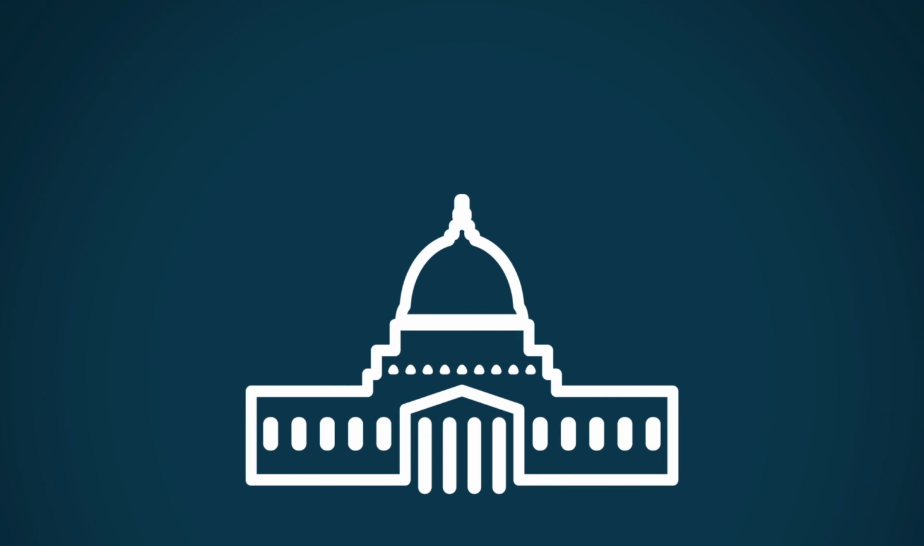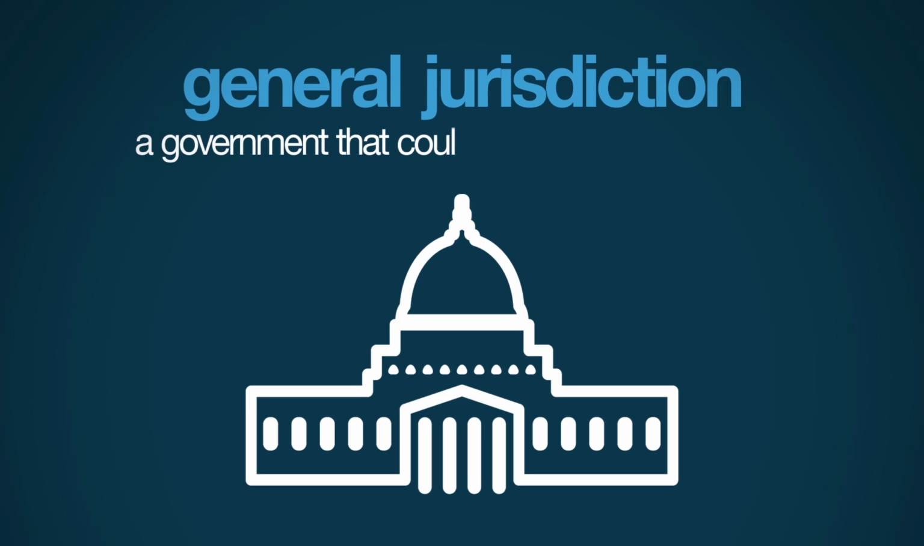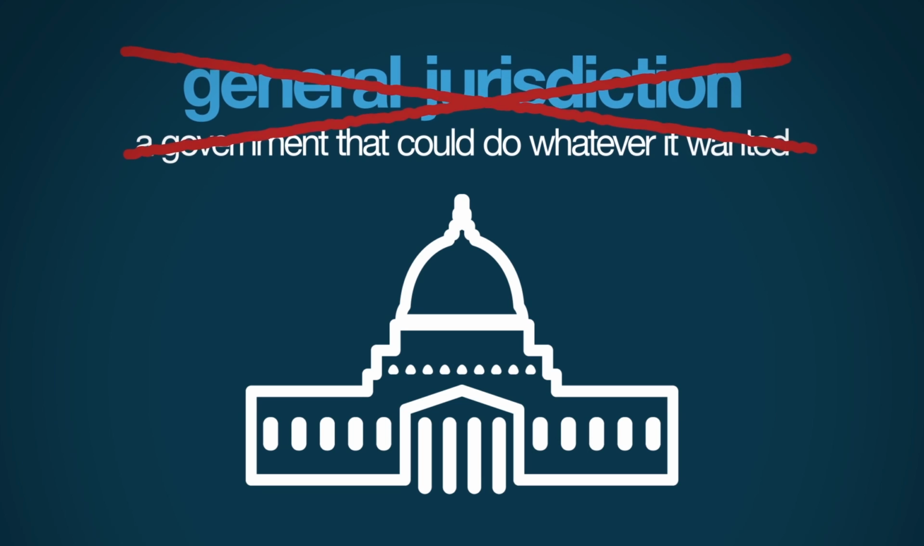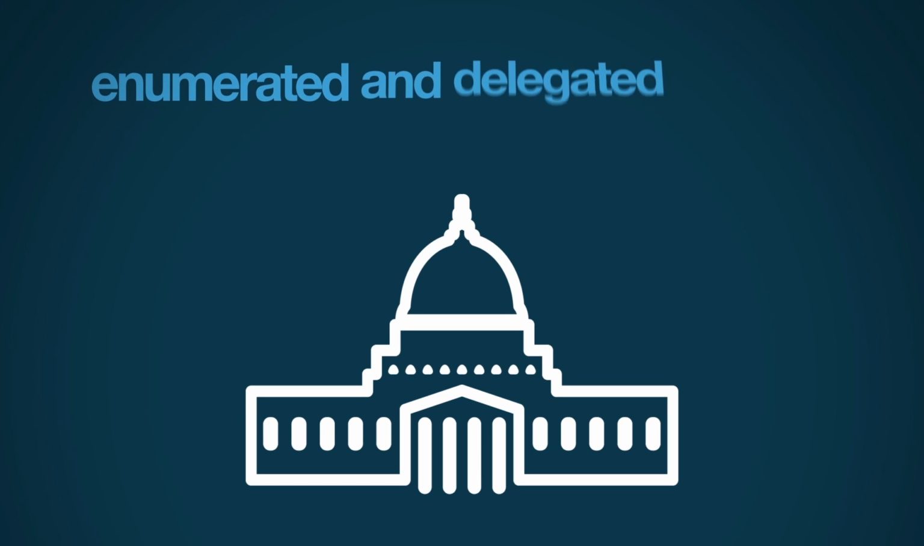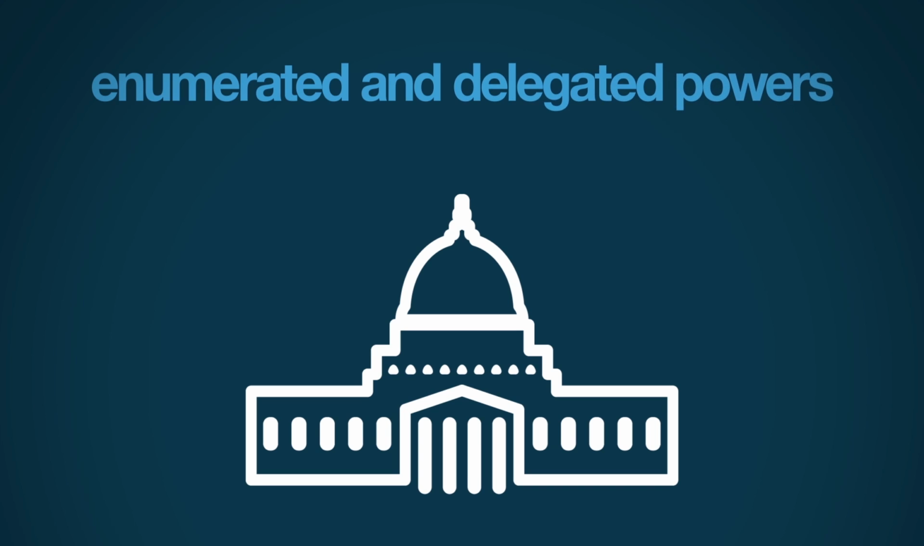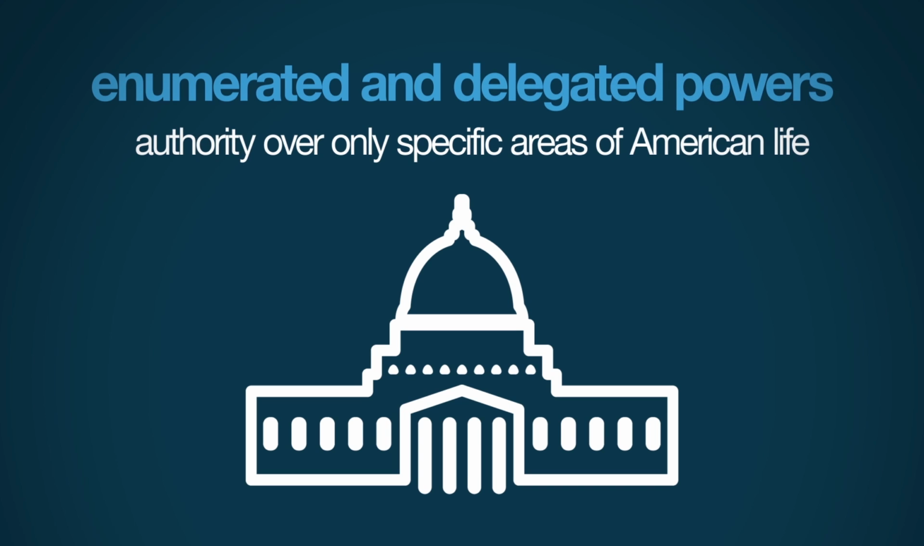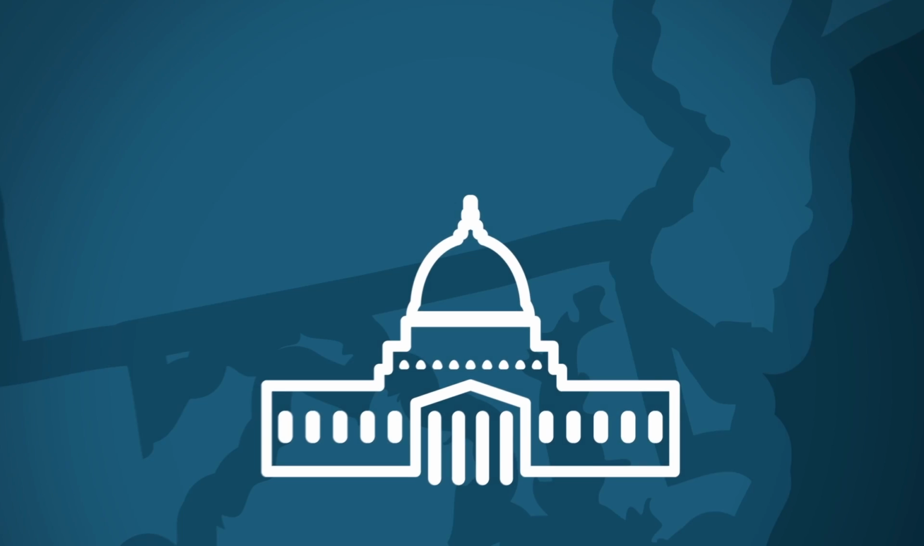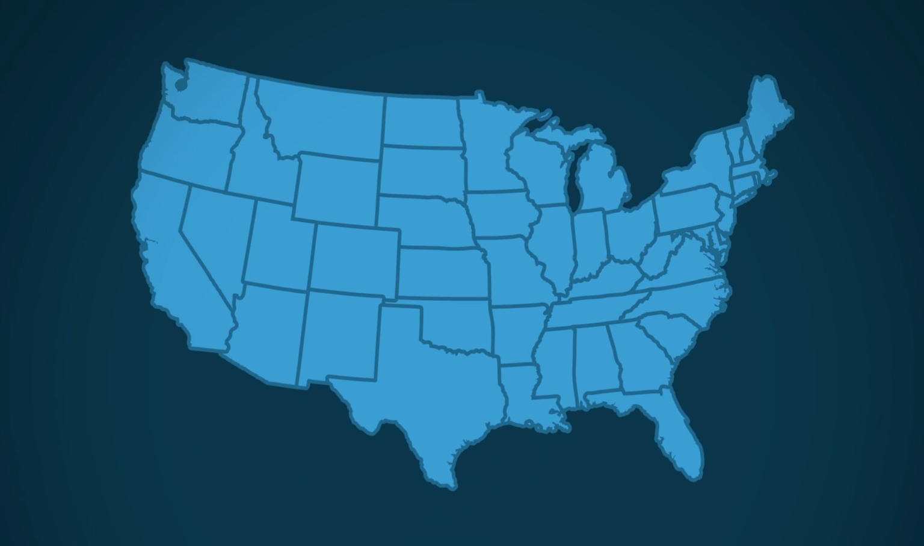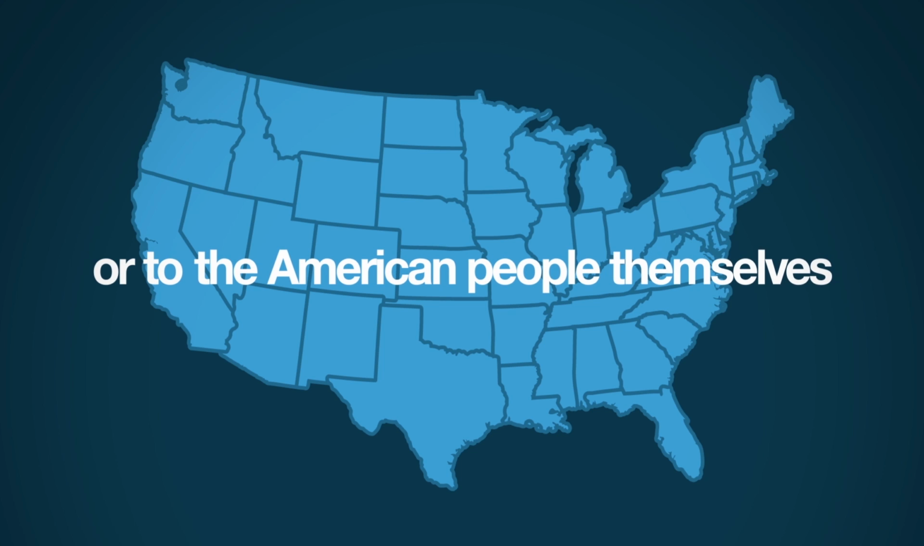The Constitution did not envision a national government of general jurisdiction, meaning a government that could do whatever it wanted, but rather a government of enumerated and delegated powers, a government that had authority over only specific areas of American life. All other powers were to be beyond the scope of the national government and reserved to the states or to the American people themselves.